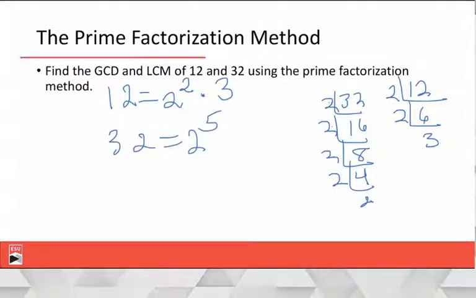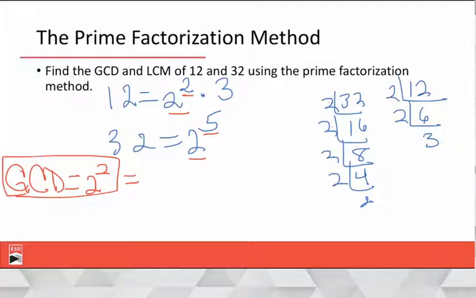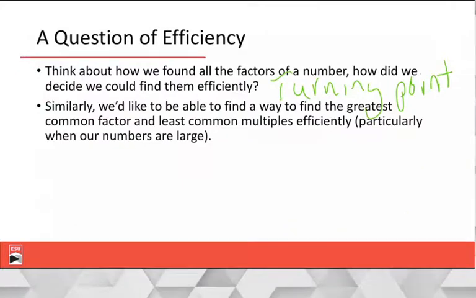Now, the GCD is the greatest common divisor. Well, they both have at least one 2. And in fact, they both have at least 2 2's. So we can take 2 2's, or a 4, out of both. We can't take a third 2 out because 12 only has 2 2's in it. And we can't take a 3 out because 32 doesn't have a 3 in it. And so our greatest common divisor is 2 squared, or 4, which if we go back, oh, I erased it, we also had 4.